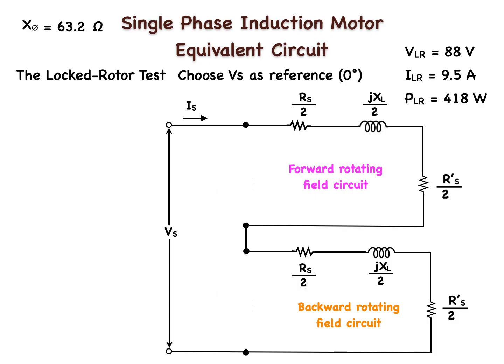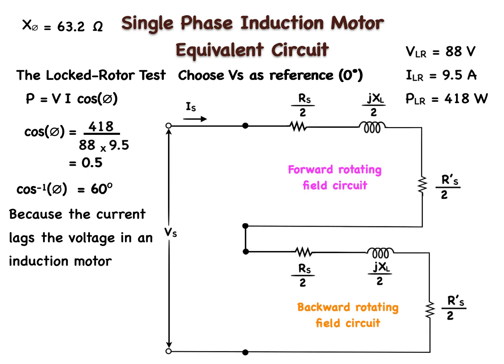Since the real power equals VI cos phi, we can easily calculate the power factor because in the locked rotor test we have measured the power, voltage, and current to give us the power factor cos phi, which is equal to the power over the voltage times the current. Plugging in our real values, we get 418 divided by 88 times 9.5, which equals 0.5, the inverse cosine of which gives us the power factor angle of 60 degrees.